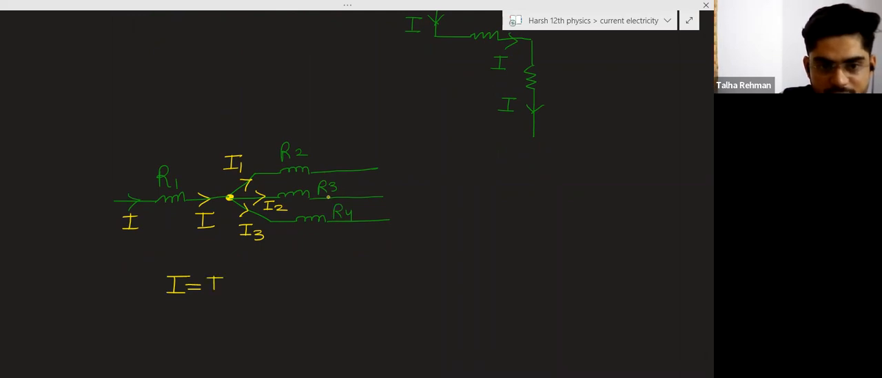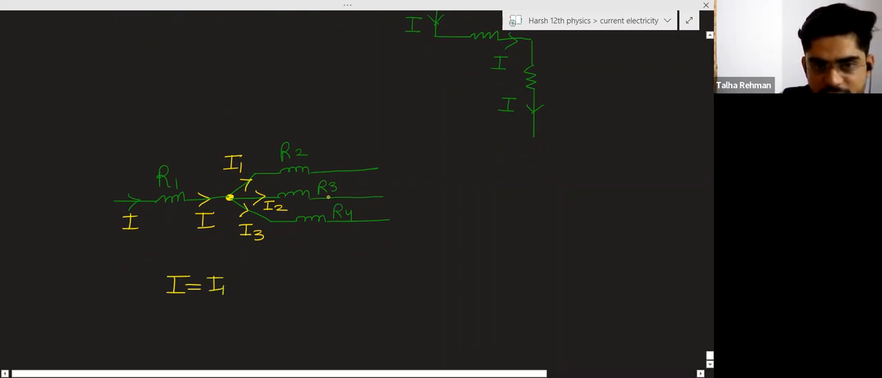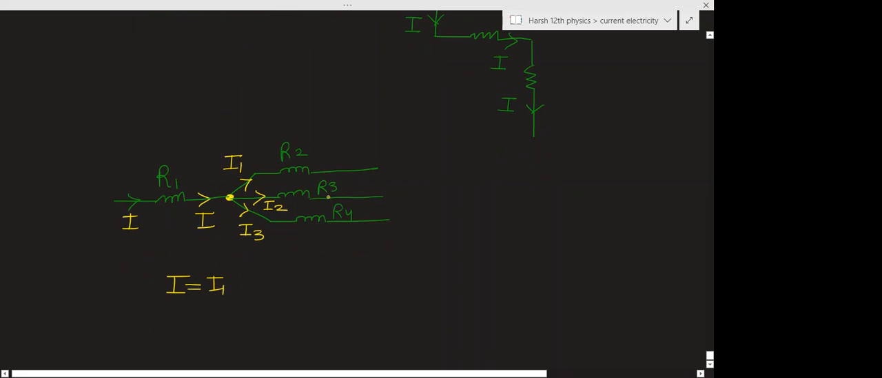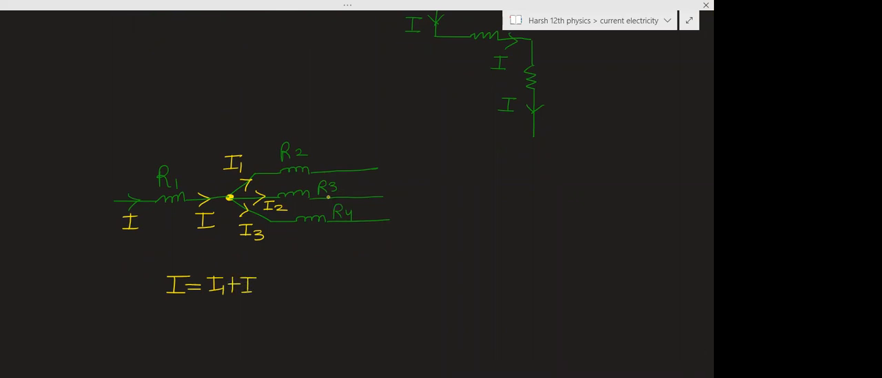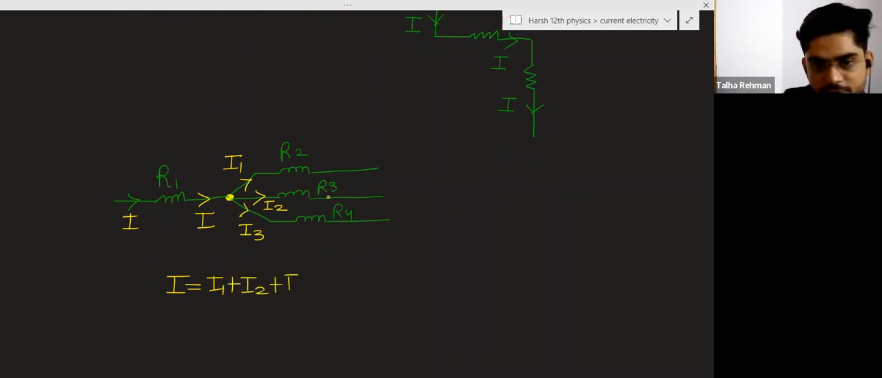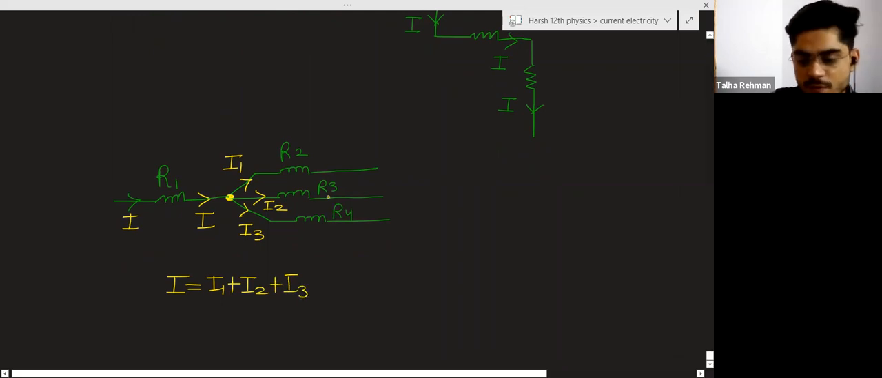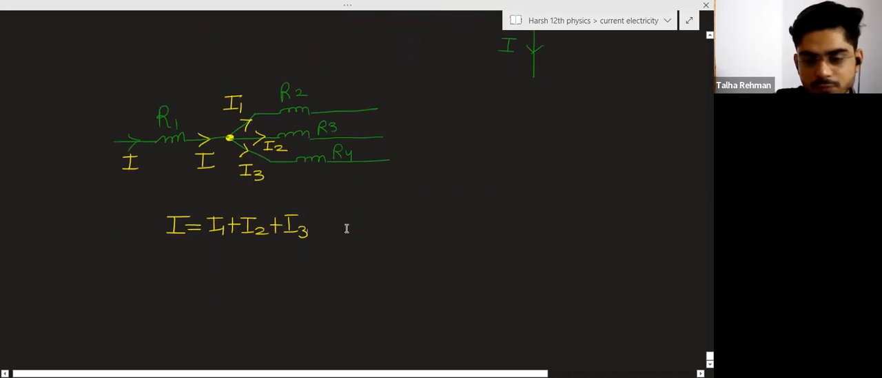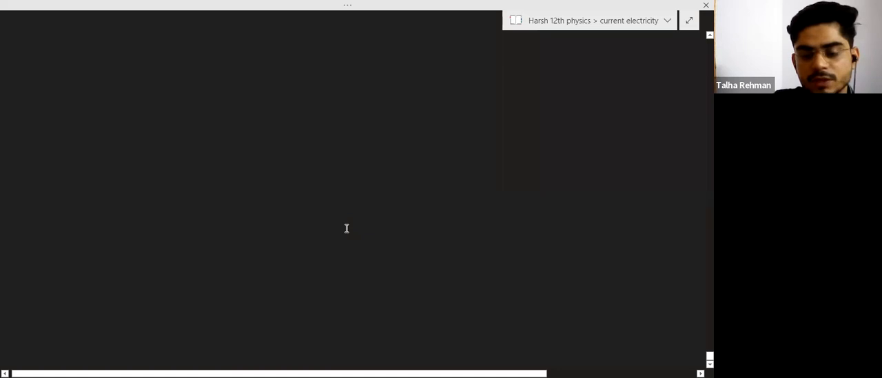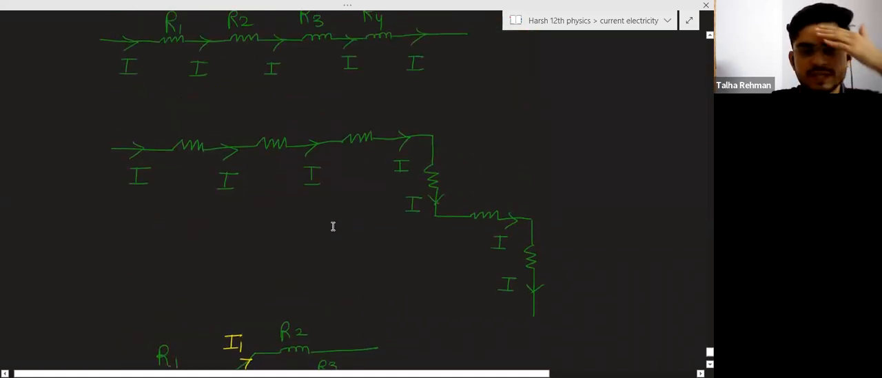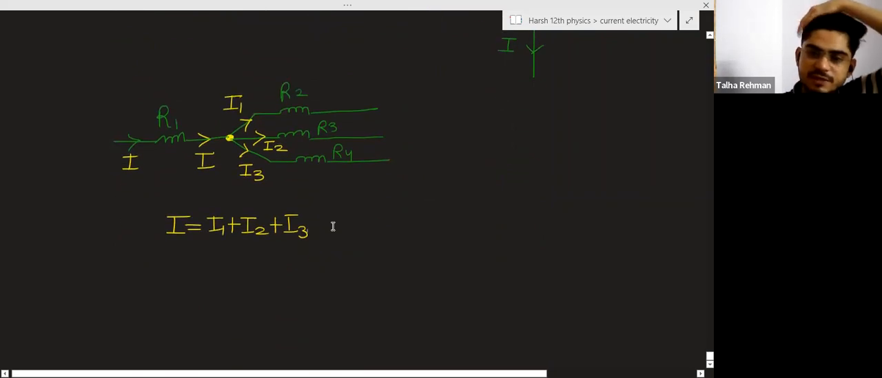Okay, so you can write I as I1 plus I2 plus I3, because this I is dividing now amongst these resistances. Very good. That's how the current will divide in the circuit.